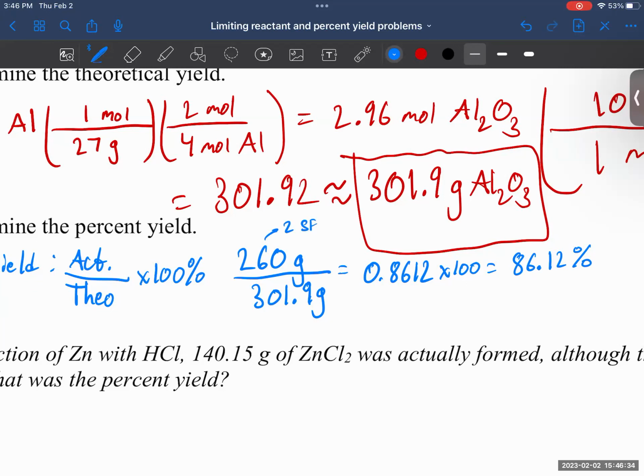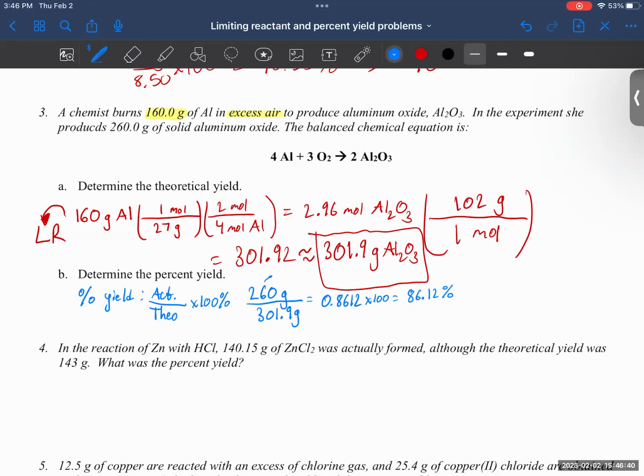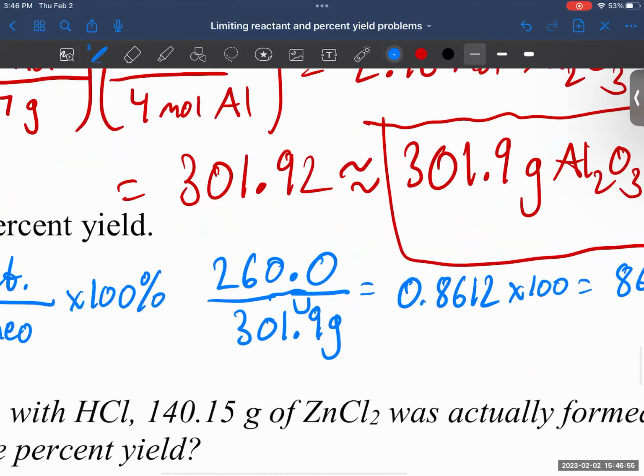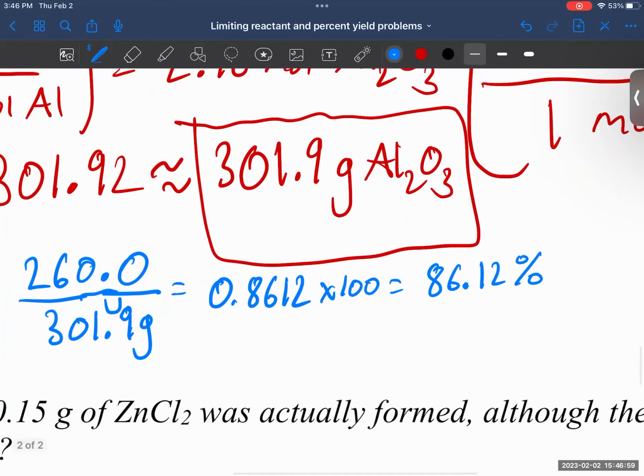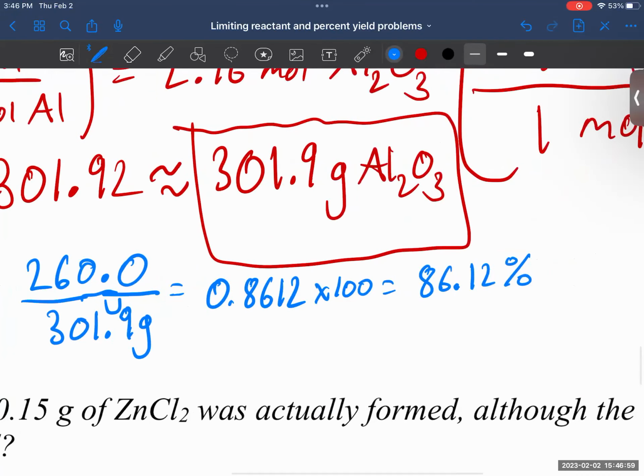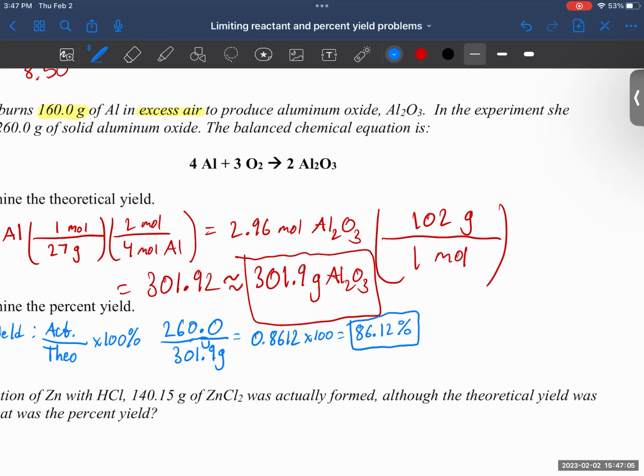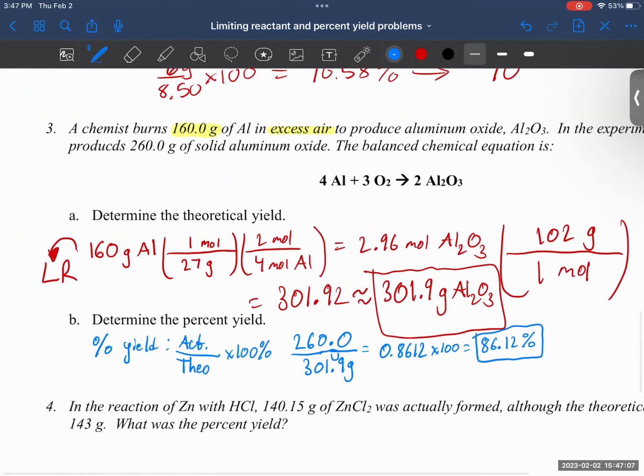Oh my. See that? Oh, 260.0. That's why you don't ignore stuff and always do your sig figs. 260.0. So as you can see, 4 sig figs here, 4 sig figs here. So our final answer should have 4 sig figs, in which case the correct answer is 86.12% with sig figs and all included. Hey, sig figs.